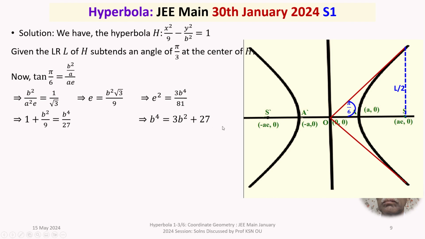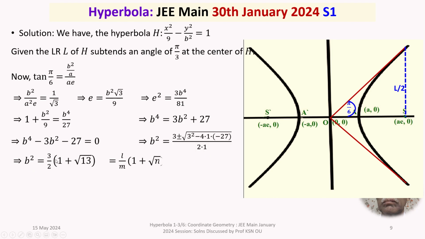So solve for b square. Think of this as a quadratic in b square. So you will get b square using this formula, and the b square value will be 3 by 2 into 1 plus square root of 13. And it is given to be L by m into 1 plus under the square root of n. Comparing the corresponding terms, you will get L is equal to 3, m is equal to 2. 3 and 2 are relatively prime, it's okay. And root n is root 13, that is n is equal to 13.